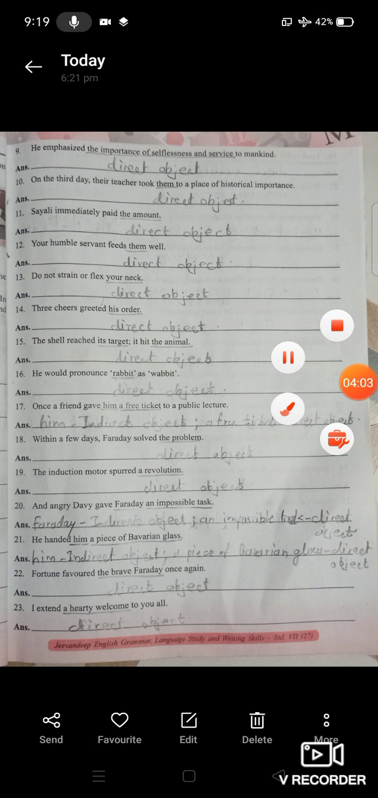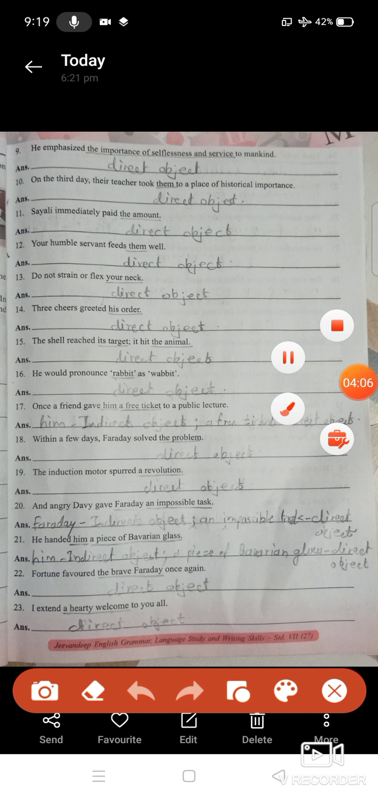Next page we are going to look at, students. See, ninth number, the importance of selflessness is the direct object. 10th number, the underlined word them is the direct object. 11th number, the amount is also a direct object, students. 12th number, them is the direct object. Example number 13, as I underlined here, your neck is the direct object. 14th number, his order is also a direct object. 15th number, its target and the animal, these both are direct objects, students.